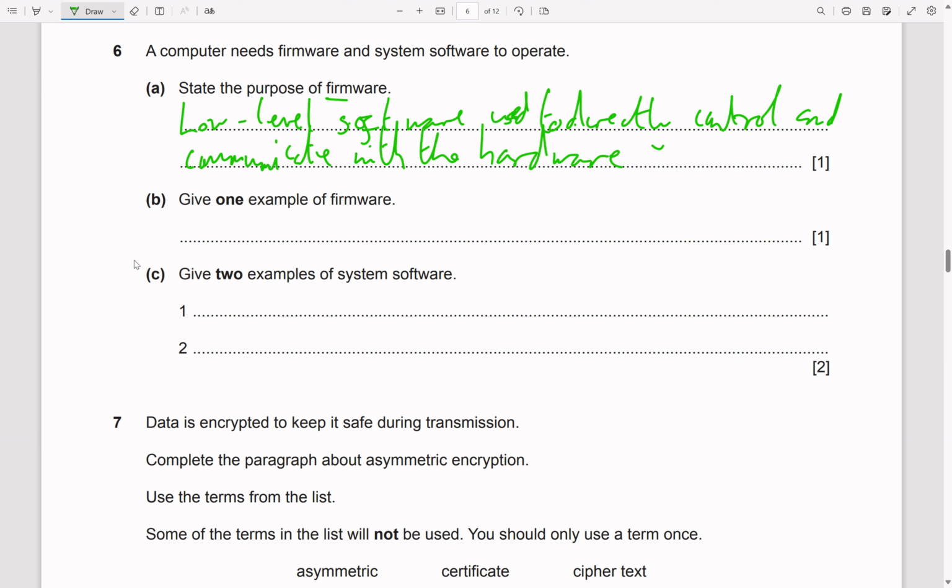Then we want to give one example of firmware. I think the most common one, we can just say the BIOS, the basic input-output system. And what this is going to do, this is going to include the bootloader.